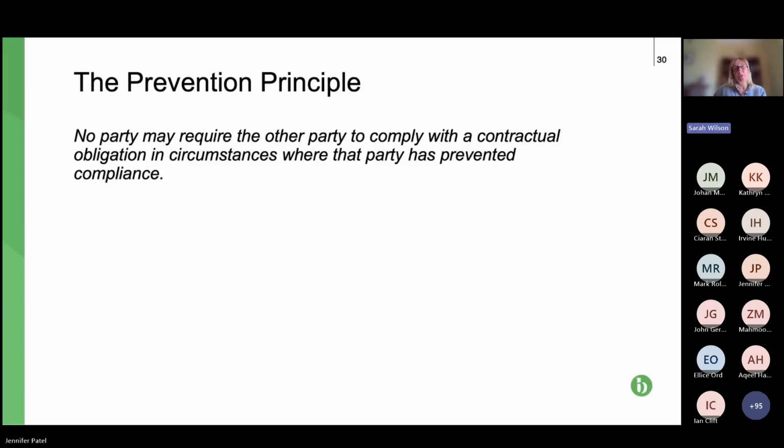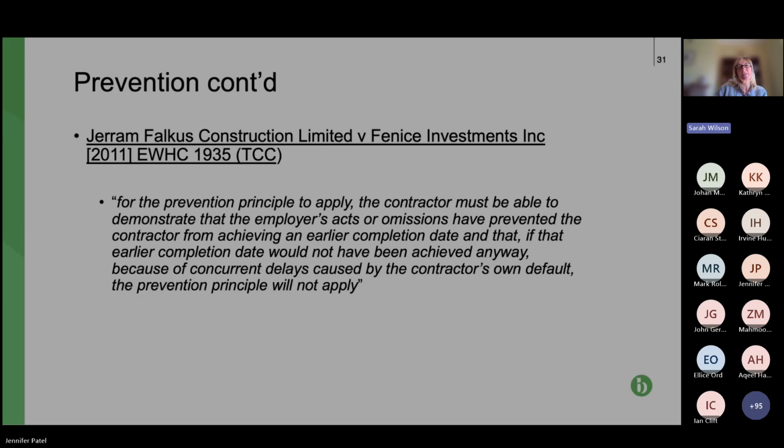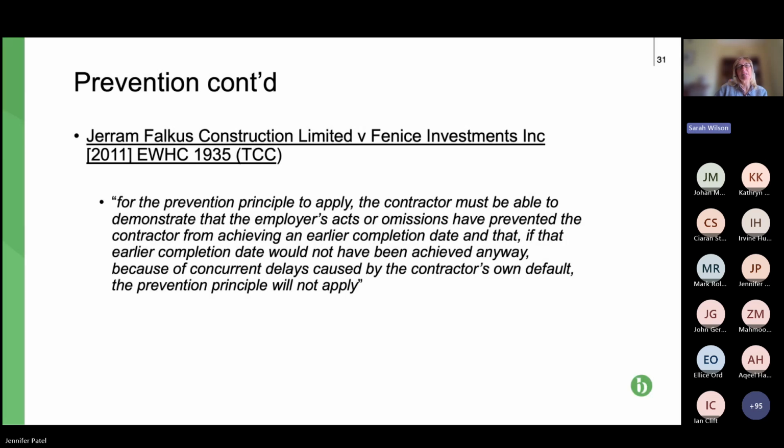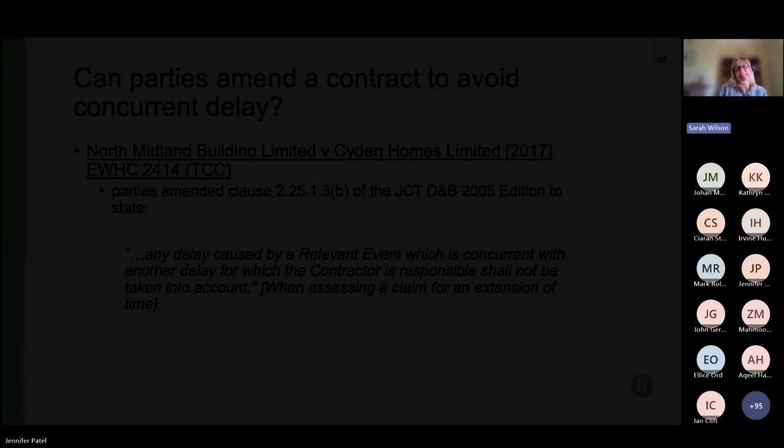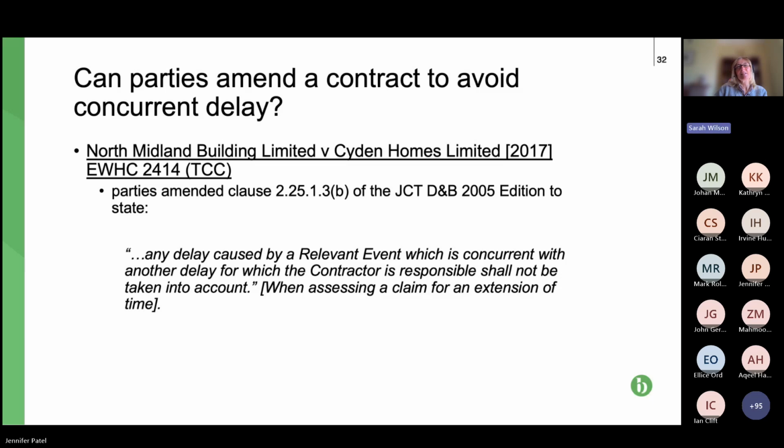So if we can move on to the next slide. Right, we'll just move on from that because we've pretty much covered that. Yeah, move on from that. Can you tell I'm looking for a case?